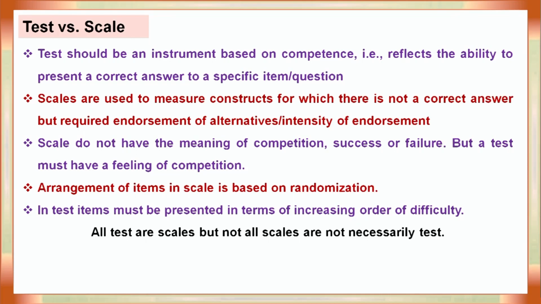The first difference: the test should be based on competency, that means it reflects the ability of the respondent, or the person being tested, to present the correct answer to a specific item or question. Scales are also used for measuring a certain mental construct, but there is no correct or wrong answer in case of the scale. Here the answer of the respondent is generally in terms of endorsement of an alternative, or the intensity or magnitude of the endorsement. Like if I have a positive opinion, how much positive opinion do I have? It may be that I am highly positive, or positive, or somewhere in between, or neither positive nor opposed, meaning I have a neutral idea or I cannot express my opinion on this particular cognitive object.